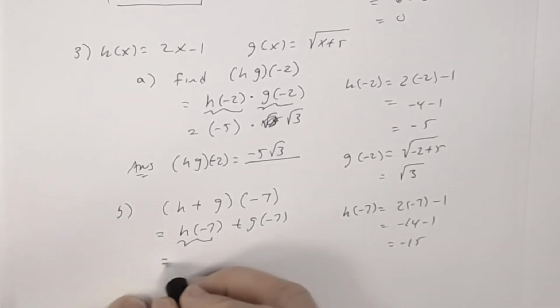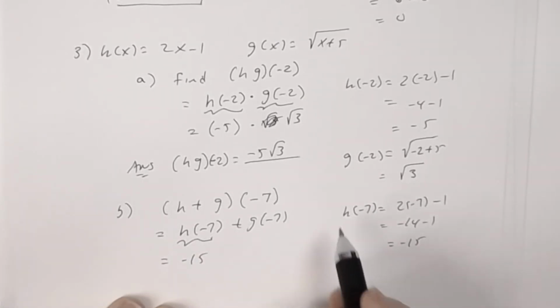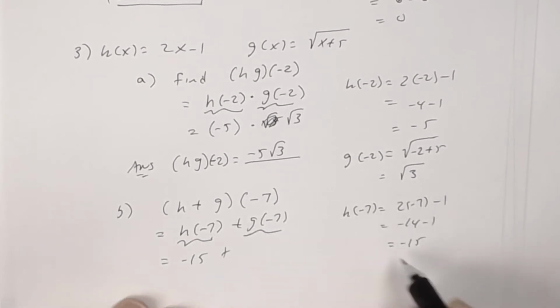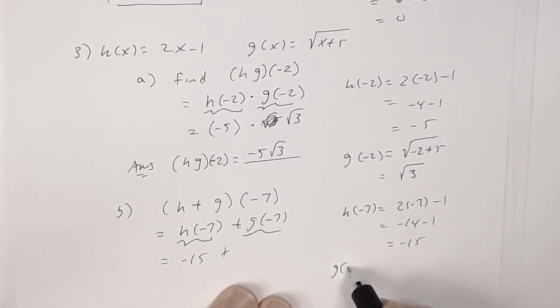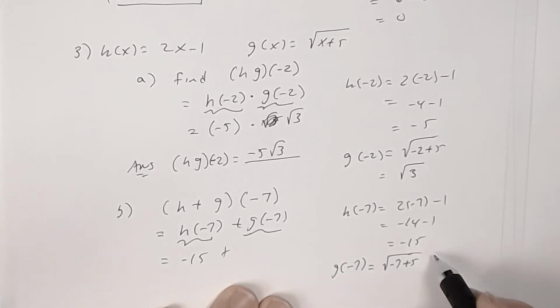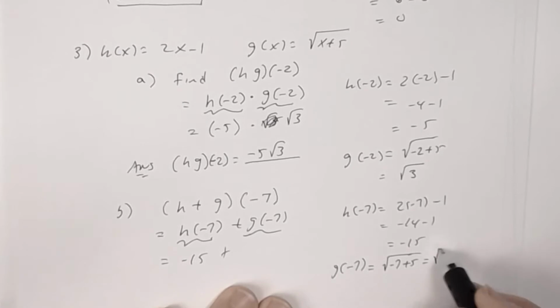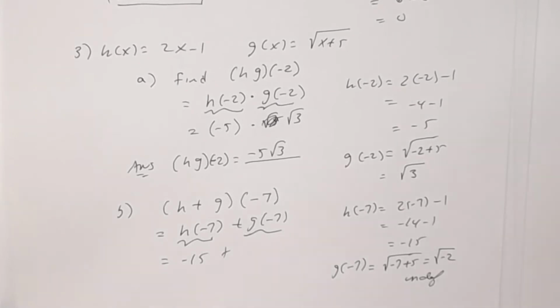Okay, so I'm good so far. So far I got this. Plus, all right, let's find this, g of negative 7. So g of negative 7 will be the square root of negative 7 plus 5. And so the square root of negative 7 plus 5 is the square root of negative 2. Well, remember, that's undefined because you can't take the square root of a negative number.